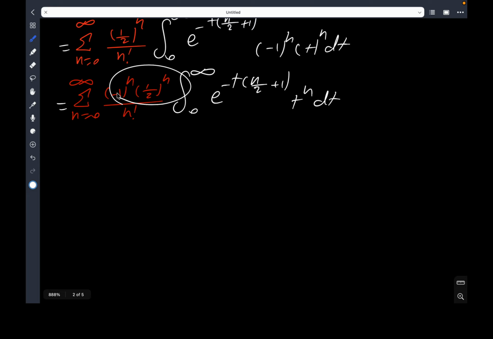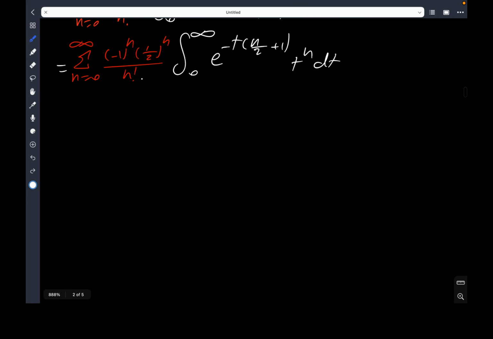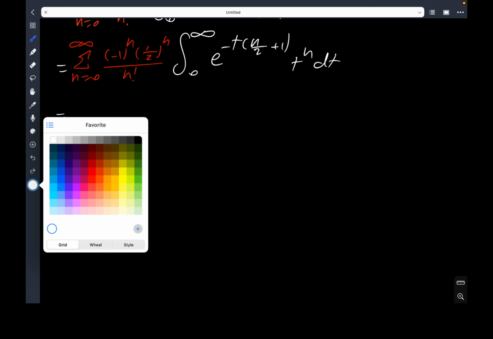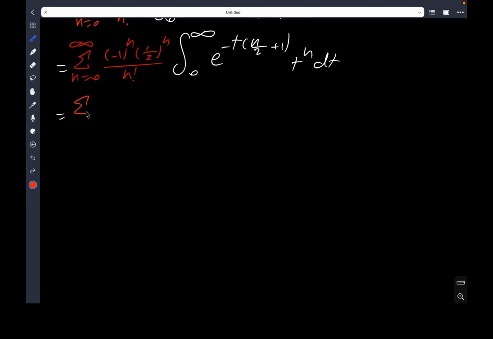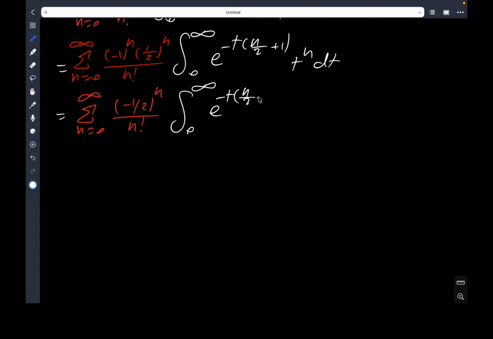And I can absorb these two together. Thus, I'm going to be able to write this as the infinite sum from 0 to infinity of (-1/2)^n over n factorial, times the integral from 0 to infinity of e to the negative t times (n/2 + 1) t^n dt.